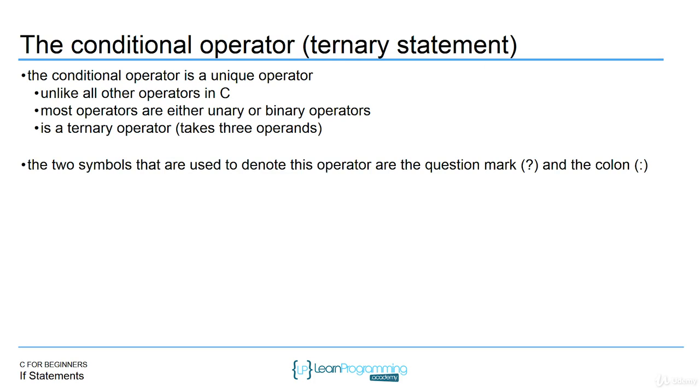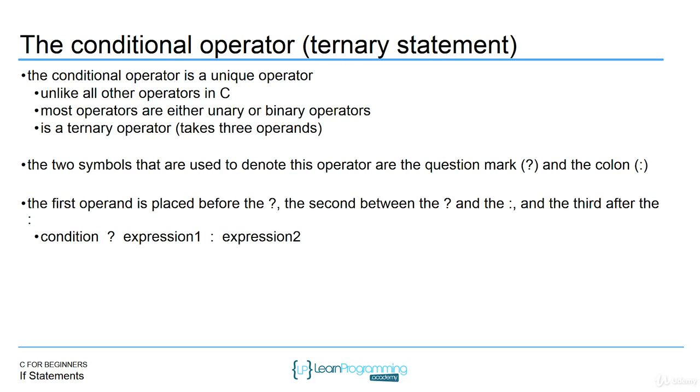You have 2 symbols that are used to denote this conditional operator. It's the question mark and the colon. And it really is equivalent to an if-else statement. The way that it looks is the first operand is placed before the question mark. That would be the condition, the Boolean expression in the earlier examples. And then the second thing between the question mark and the colon would be basically the body of the if statement if the condition was true. And then the colon is the third, and that would be if the condition evaluates to false, you would be executing that body of code. So that's like the body of the else statement.